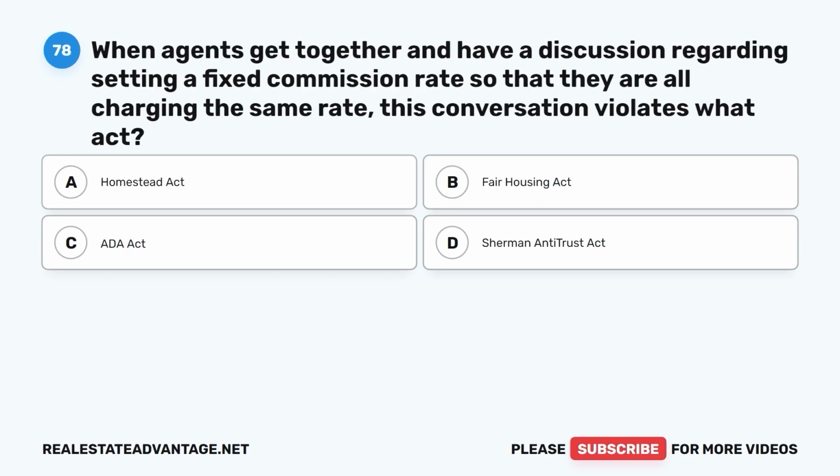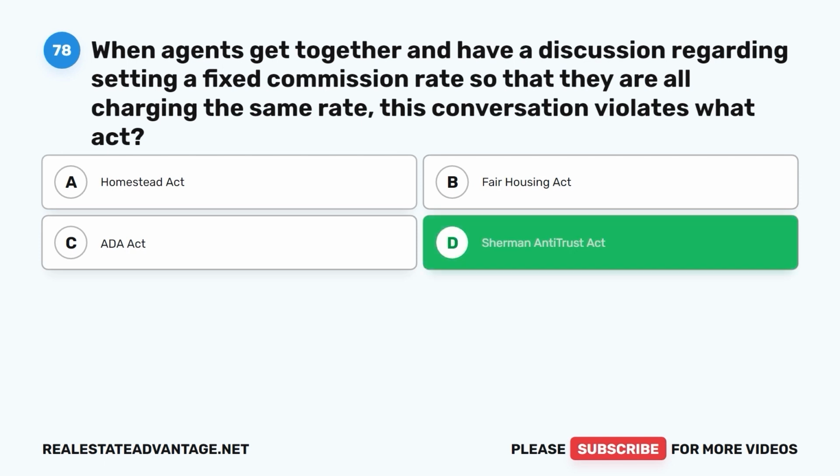Question 78. When agents get together and have a discussion regarding setting a fixed commission rate so that they are all charging the same rate, this conversation violates what act? A. Homestead Act. B. Fair Housing Act. C. ADA Act. D. Sherman Antitrust Act. The correct answer is D. Sherman Antitrust Act.